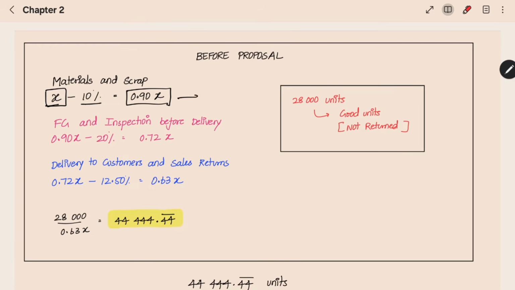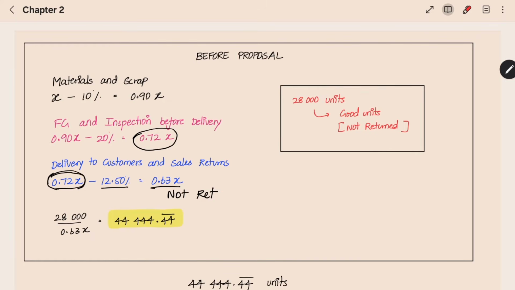After that, we will convert this 0.90x into finished goods. Now we have 0.90x finished goods. After producing them, 20% of it is discovered as faulty and removed. We produced 0.90x, out of that 20% is removed. Now how much good production do we have? 0.72x. This good production we deliver to the customer. After delivery, out of this 0.72x, 12.50% is returned to us because it does not meet the specification. So how many good units are not returned? 0.63x.